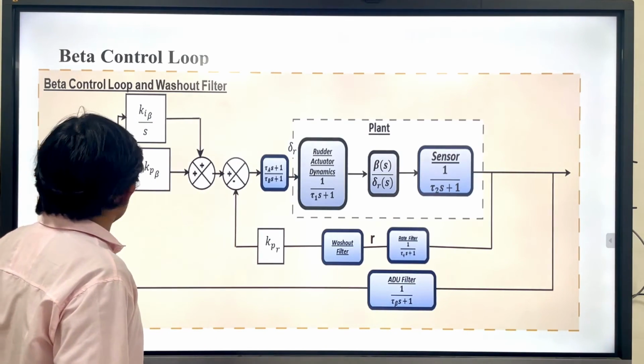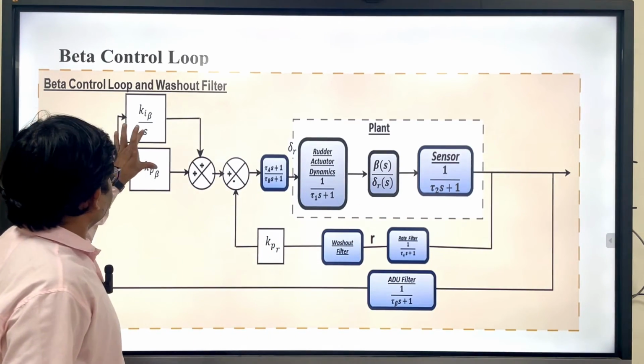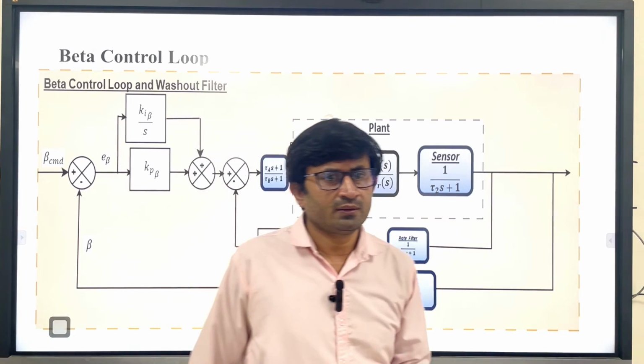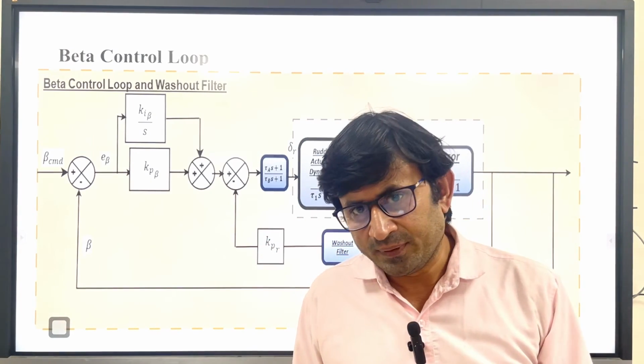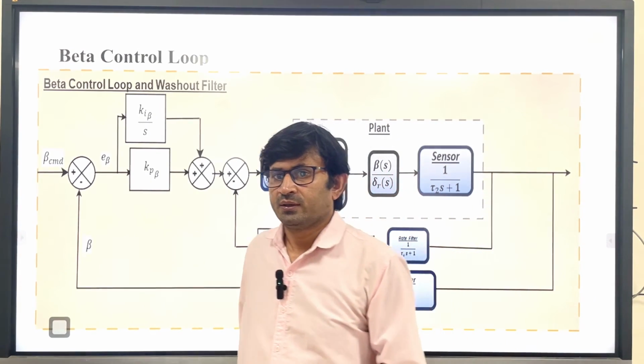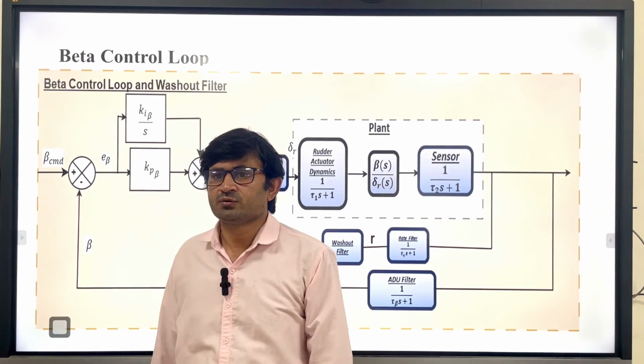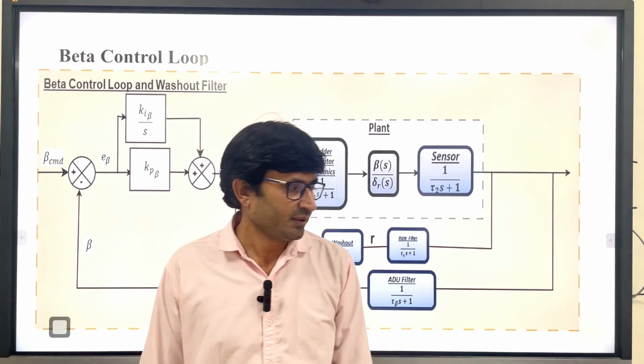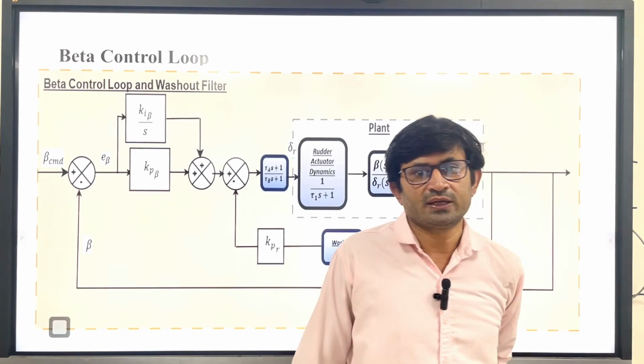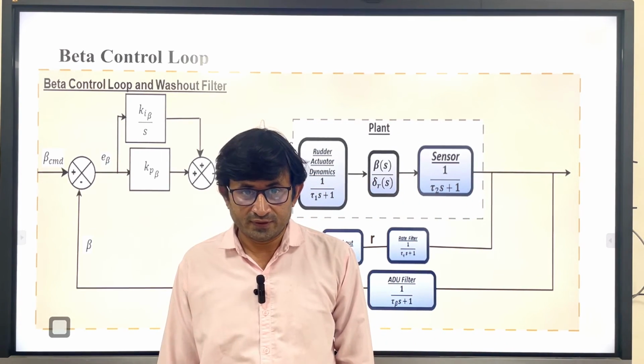Beta you want to command 0. Take a feedback of beta, apply the PI controller and control the beta. You have to tune this PI controller until you get satisfactory performance. So this is how the rudder plays a very important role.